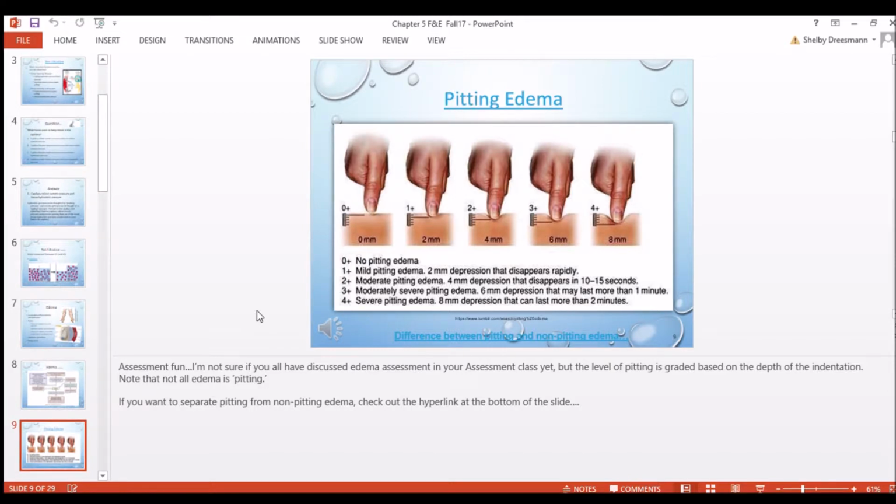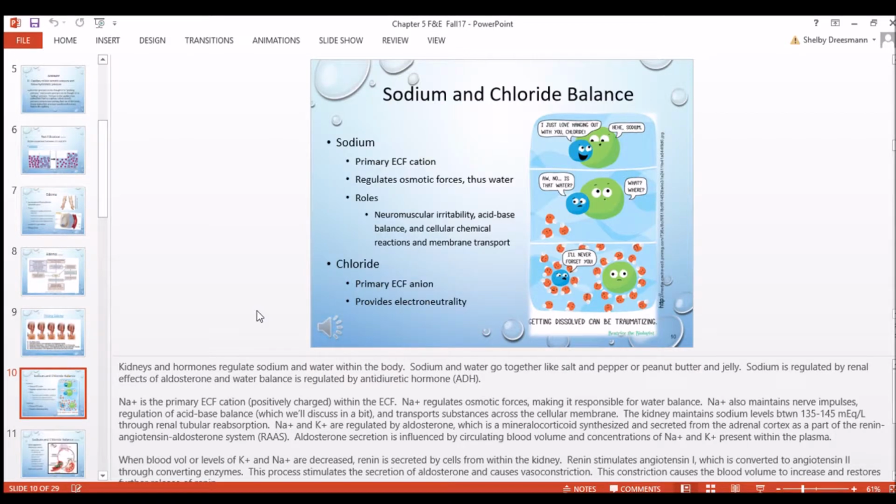All right, pitting edema. Note that not all edema is pitting. So you can have pitting or non-pitting. It's basically just press on the tissue and see.